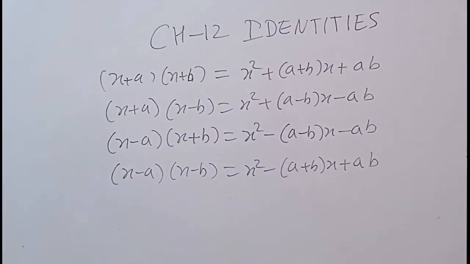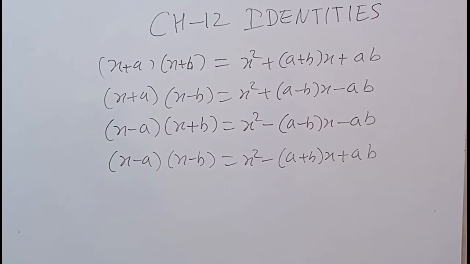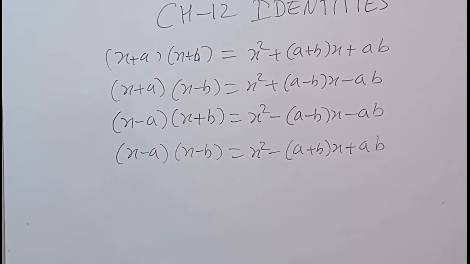Children, we are taking Chapter 12, Identities. First, know about these four special products. (x + a)(x + b) = x² + (a + b)x + ab. (x + a)(x − b) = x² + (a − b)x − ab. (x − a)(x + b) = x² − (a − b)x − ab. (x − a)(x − b) = x² − (a + b)x + ab.